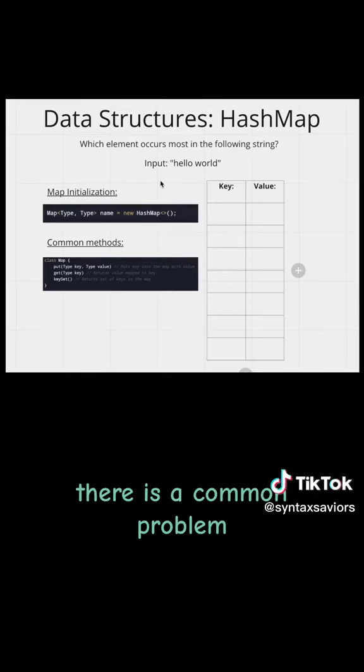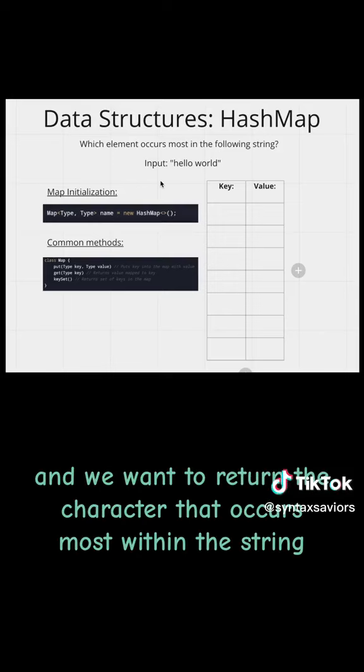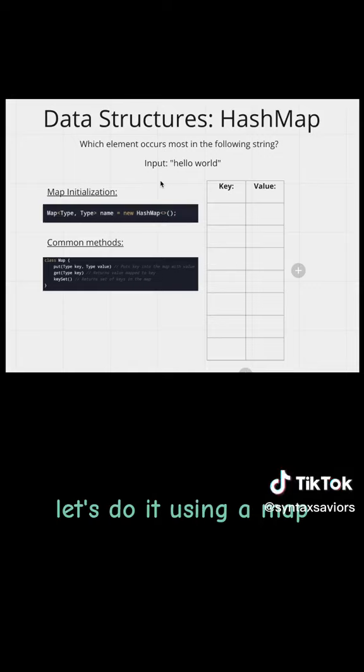Here is a common problem. We're given a string and we want to return the character that occurs most within this string. Let's do it using a map.